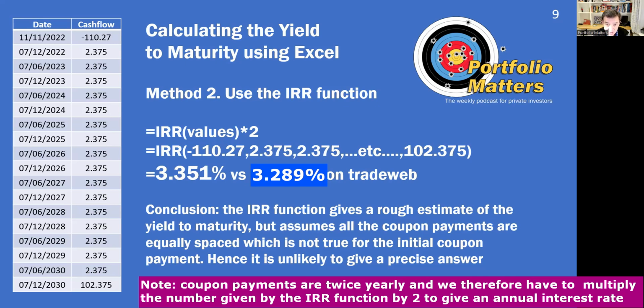And so using the IRR function will give you a rough estimate of the yield, but it won't give you a precise calculation. And using the numbers in the table on the left, you get 3.351%, which is pretty close to the TradeWeb official number, but slightly off.